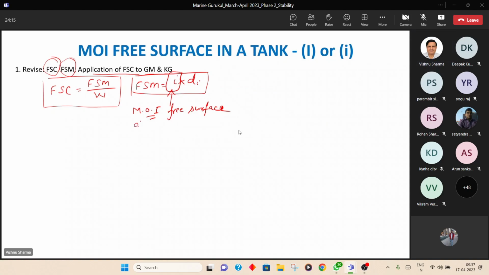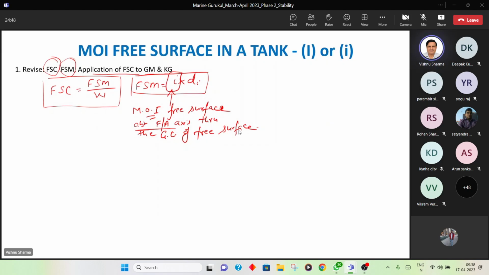And about which axis? About the fore and aft axis through the geometric center of the free surface. I'm not saying water plane this time. I'm not saying center of flotation. Geometric center of the free surface. So that means you'll have to identify the shape of the free surface, figure out its geometric center, and through that geometric center, you will draw a fore and aft axis.